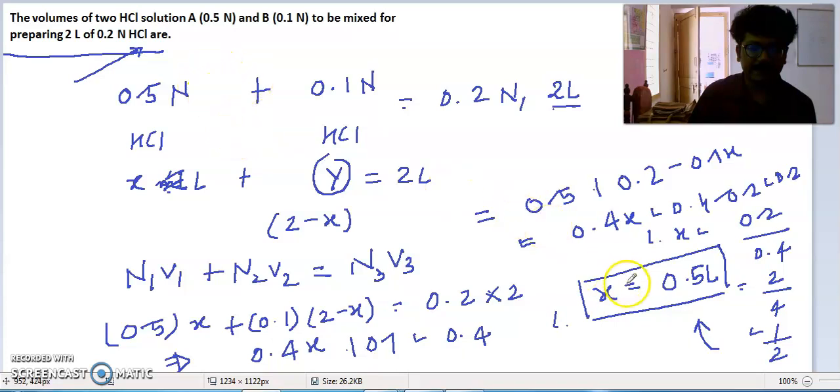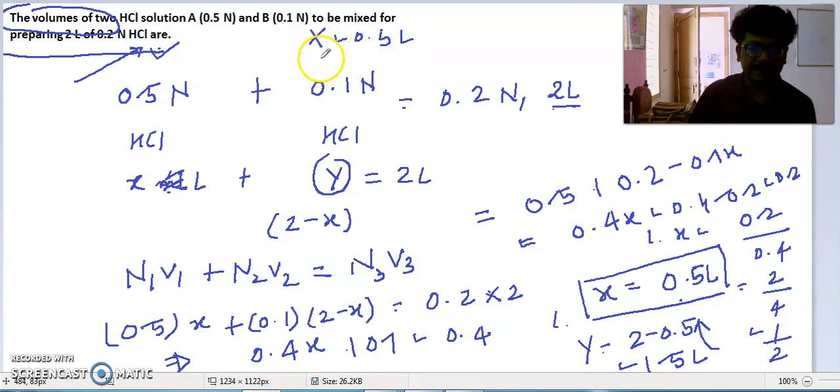If it is 0.5, what will be this Y? It is 2 minus 0.5, that will be 1.5 liter. Because the question asks what will be the volumes of the two HCl solutions. So the first volume is 0.5 liter and the other volume Y is 1.5 liter. So this is the real answer.